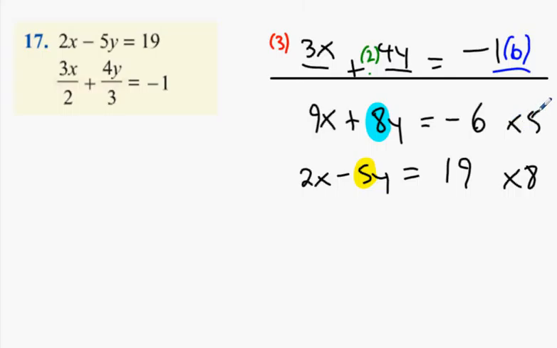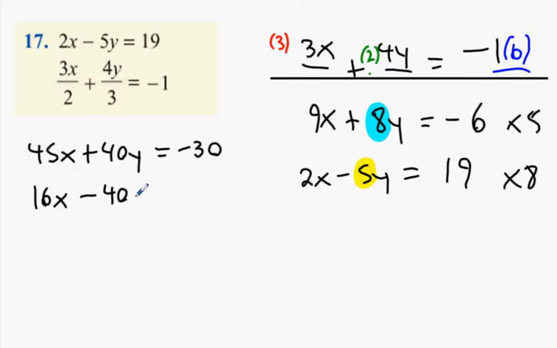So what do we get when we multiply the top one by 5? 45x, yeah? Plus 40y, yeah? Minus 30, yeah? Next one? 16x. Yeah? Minus 40y. Equals 152. Yeah, 152. Okay. What do you do next?